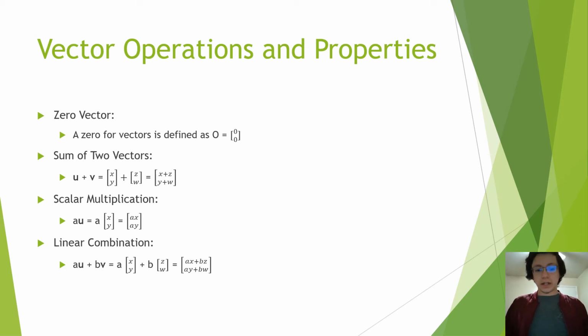And then of course we have the linear combination, where we have a scalar multiplication of two different vectors and add each of these scalar multiplications together to get, again, one singular vector. In this case it's a times u plus b times v, which is equal to a times x over y plus b times z over w. So then you distribute the a to the x and the y and the b to the z and the w, and then you add them together because of PEMDAS rules, and you end up with ax plus bz over ay plus bw, and that would be a linear combination.